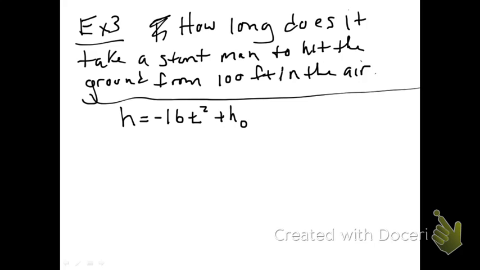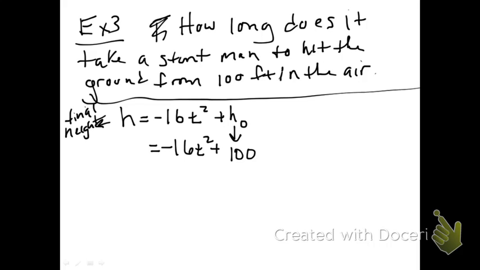Now, we know the starting height is 100 feet, so we know what h naught is. That's going to be 100. We are trying to find what the time is going to be, so I'm just going to leave negative 16t squared alone and add it to 100. However, I do know what h should be, or what I want it to be. You can also think of h as being your final height, if you will. I want this, let's write that. This could be your final height.